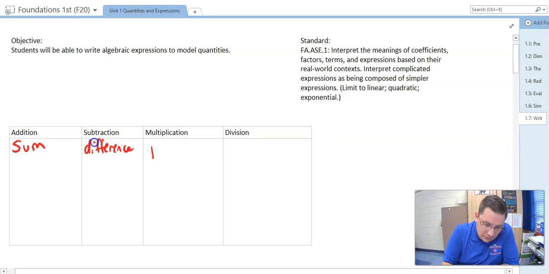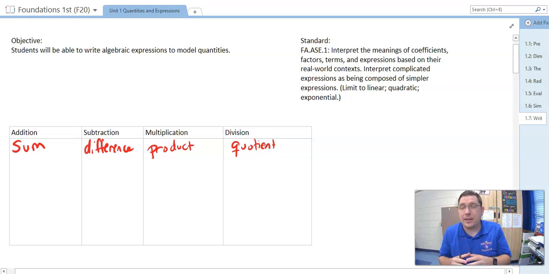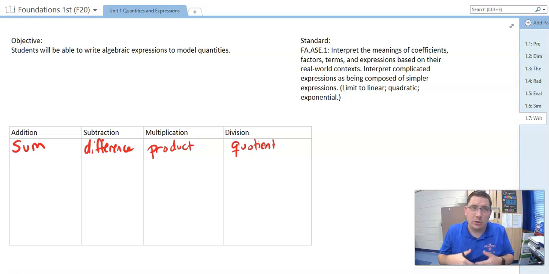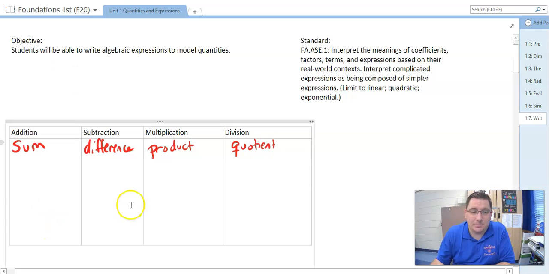For multiplication, we talk about the product. And for division, we talk about the quotient. Now, there are other words and phrases that you can think of. I want you to list out as many as you can. So if you need to pause the video now or do this at the end once you're done watching this video, write out all of the words that you can think of that mean addition, subtraction, multiplication, and division. And then we're going to continue on here with this lesson.